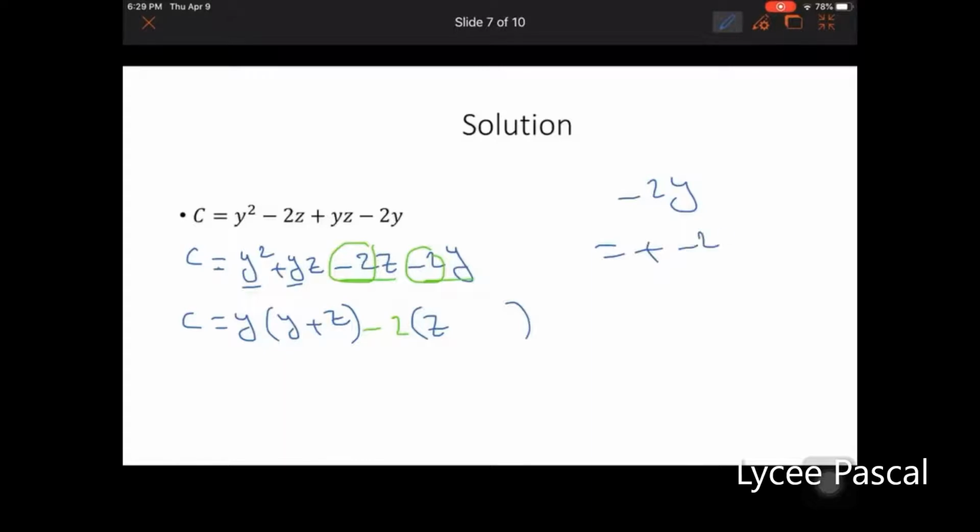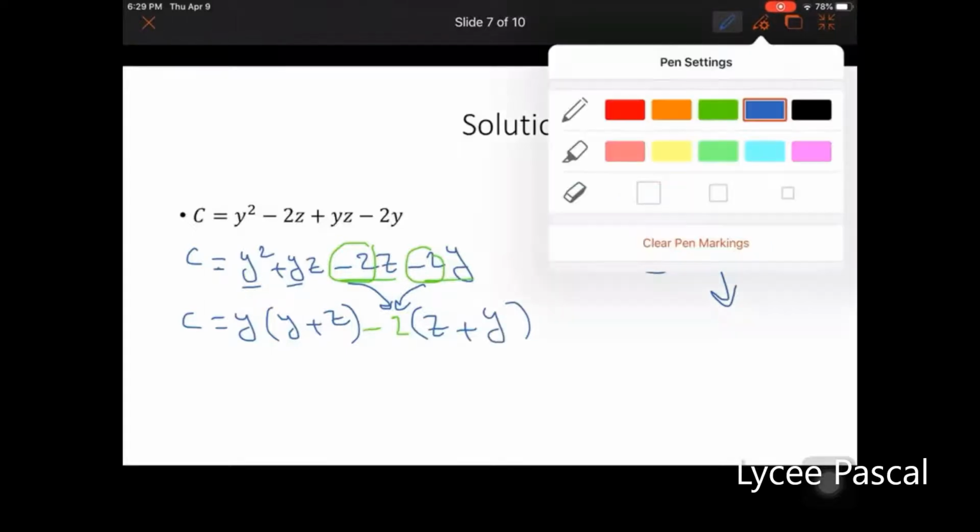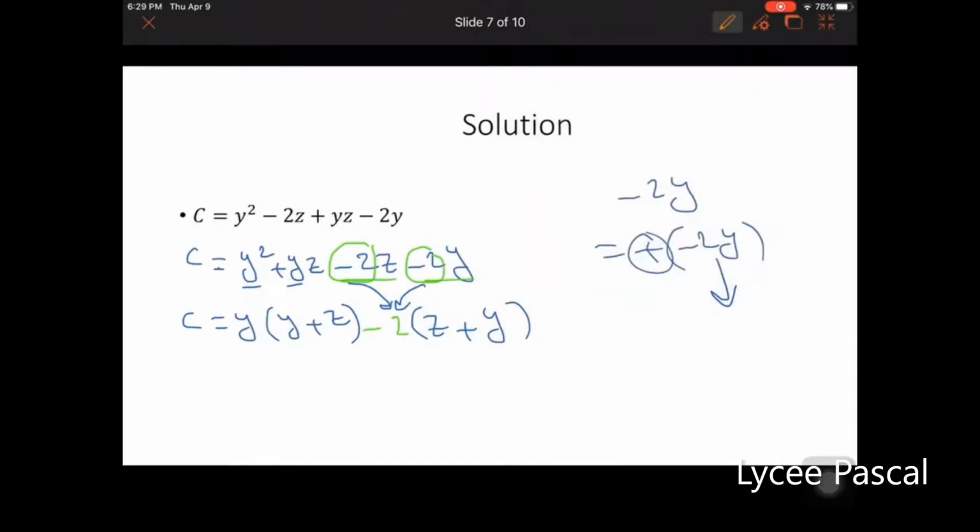Now, as you see, we have now two blocks separated by minus. Between these two blocks, or two terms, we have a common factor now, which is y plus z. We take this common factor, y plus z, okay, into, from the first block the remainder is y, from the second block the remainder is minus 2. So this is the factorization of C.